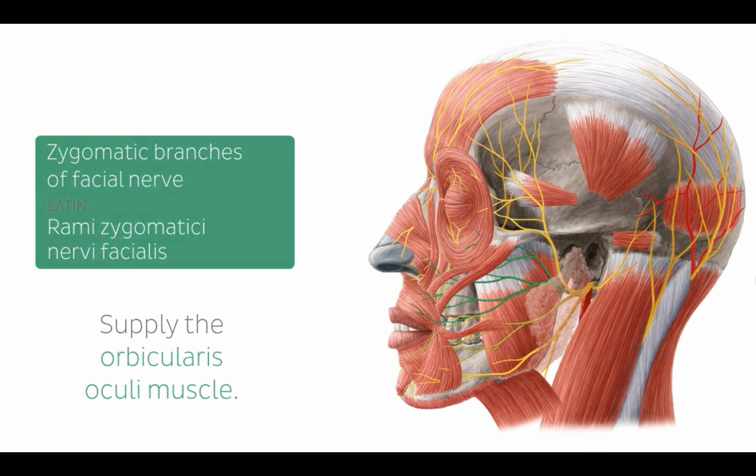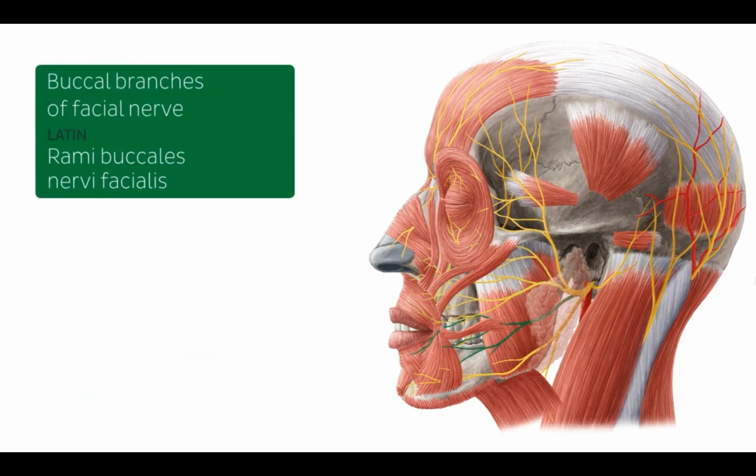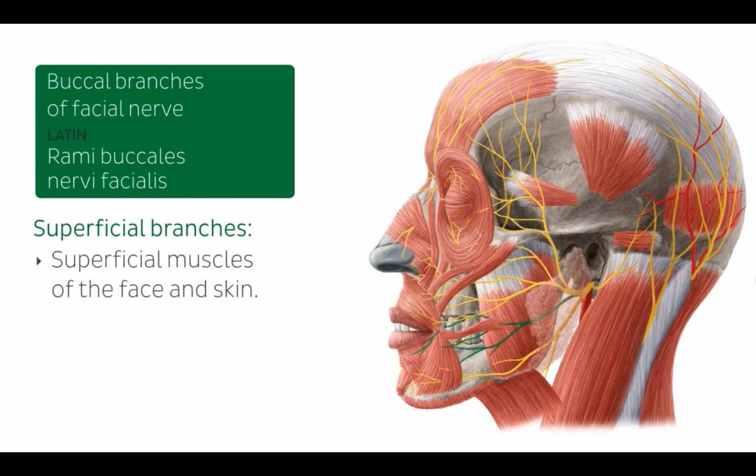A bit further down, we're going to be highlighting the buccal branches of the facial nerve. The buccal branches, of larger size than the rest of the branches, pass horizontally forward to be distributed below the orbit and around the mouth. They give off 3 types of branches that supply the following structures: the superficial branches will be supplying the superficial muscles of the face and skin.